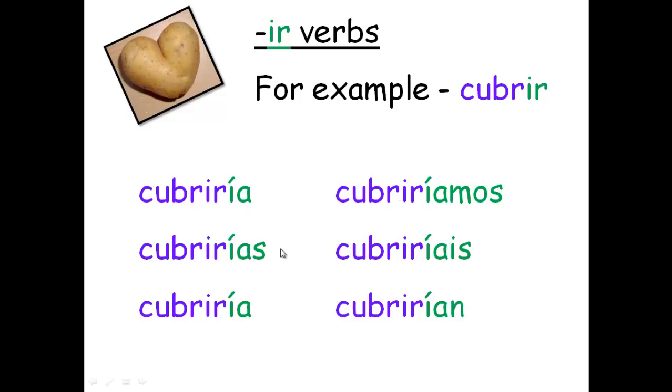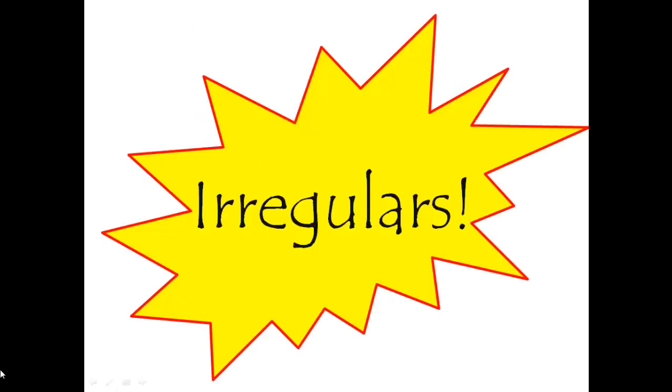You can see the endings are all the same, regardless of whether it's an IR, AR, or ER verb. Okay, nice and easy, and don't forget those accents. So you might want to print that one off as well. Now, there are some irregulars. Okay, you're still sitting down, you haven't fallen over, good.